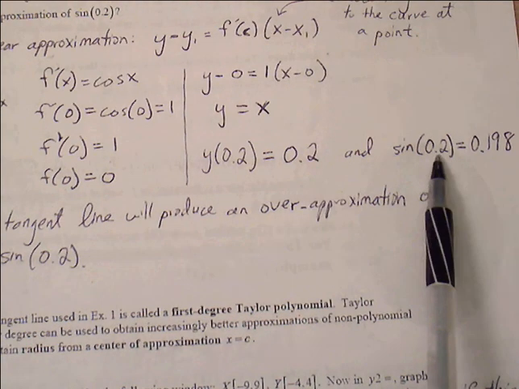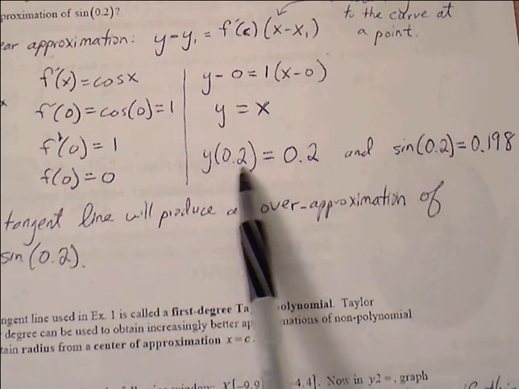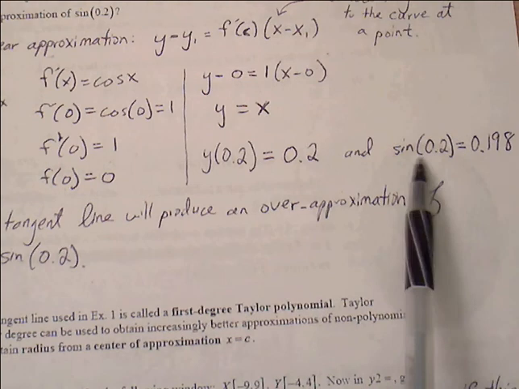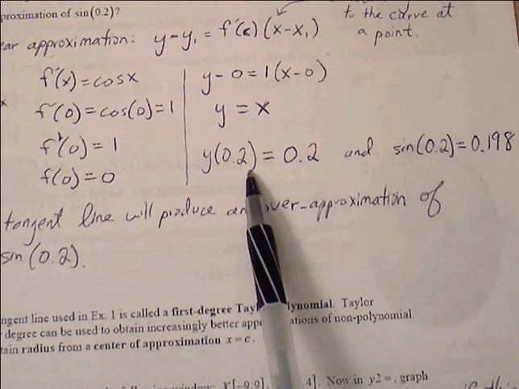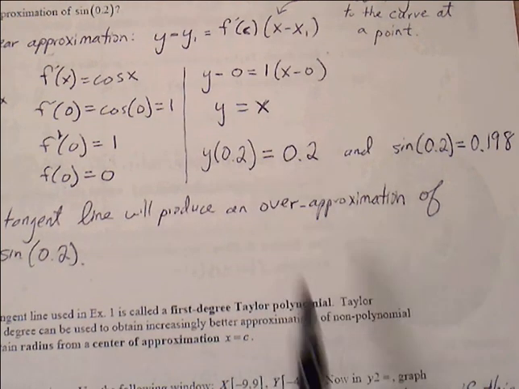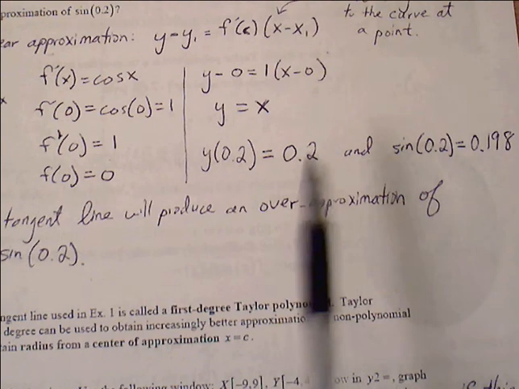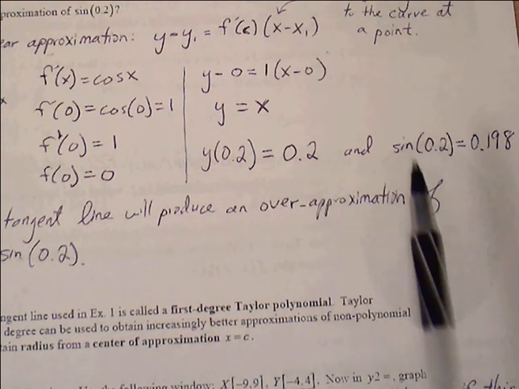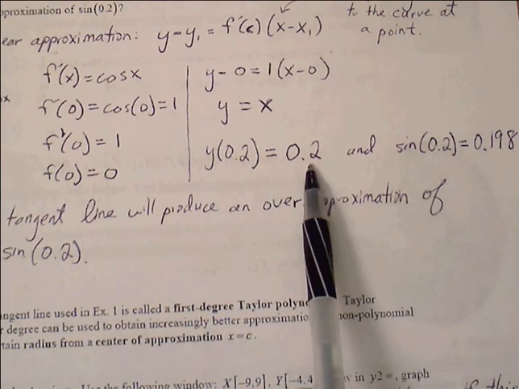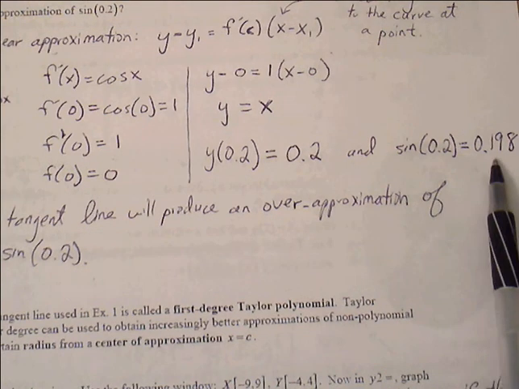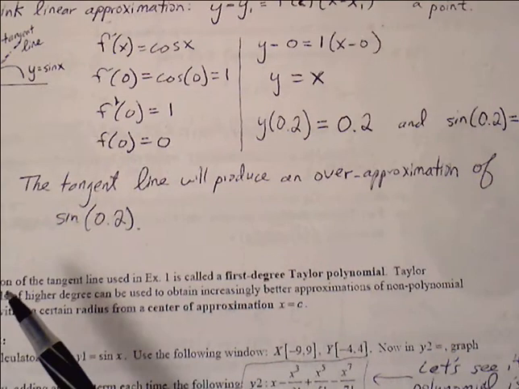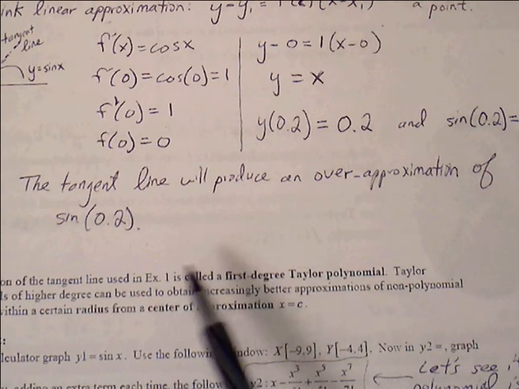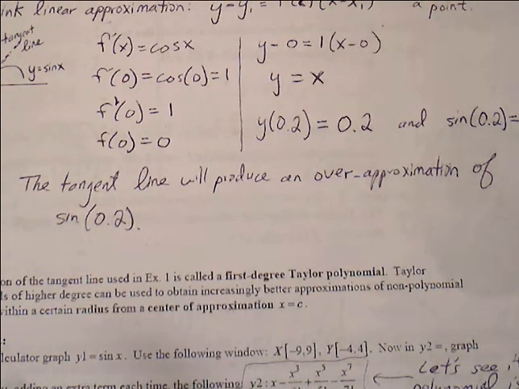The reason it's pretty close is that we're choosing a value very near the point of tangency. As we veer further and further from the center, our approximation will get less and less accurate. As we can see, the tangent line produces a y value of 0.2, and our sine curve produces a value of 0.198. Therefore, our tangent line produces an over approximation of sine of 0.2.